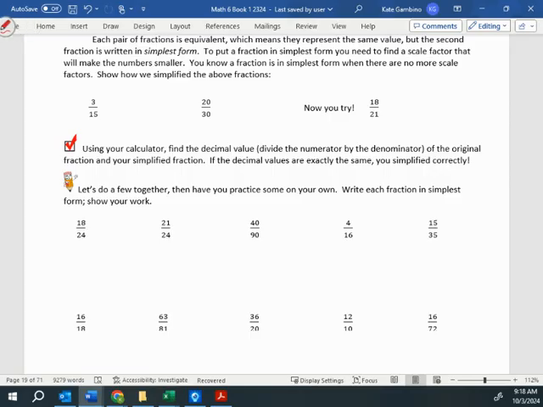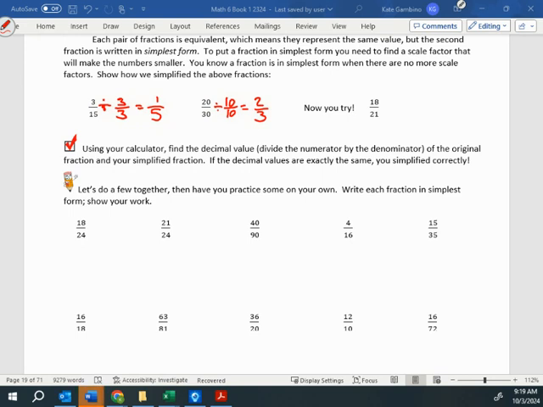So we talked about that up top. What fraction did we simplify? What was the scale factor for that first fraction, James? 5. Not 5. 3. 3. So remember, what I write on the board, you're writing on your paper. So 3 divided by 3 was 1. 15 divided by 3 was 5. For our 20/30, what was the scale factor we talked about, Kylie? 10. So we're going to divide out that 10/10. 20 divided by 10 is 2. 30 divided by 10 is 3.